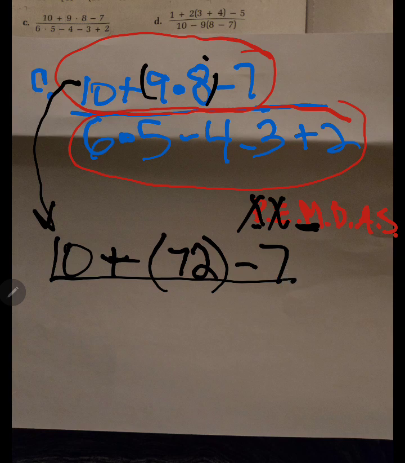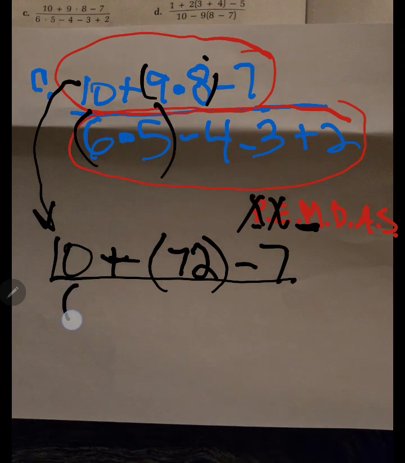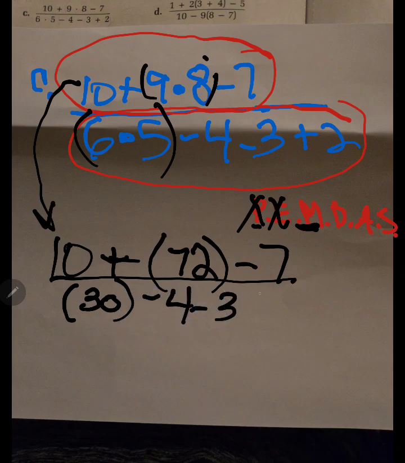And then we can go ahead and do some math on the bottom too, as long as we do everything on the top and then everything on the bottom and then simplify it. So what on the bottom can we do? Is there any multiplication? Yes, there is right here. 6 times 5. What's 6 times 5? Isn't that 30? And then minus 4, minus 3, plus 2.